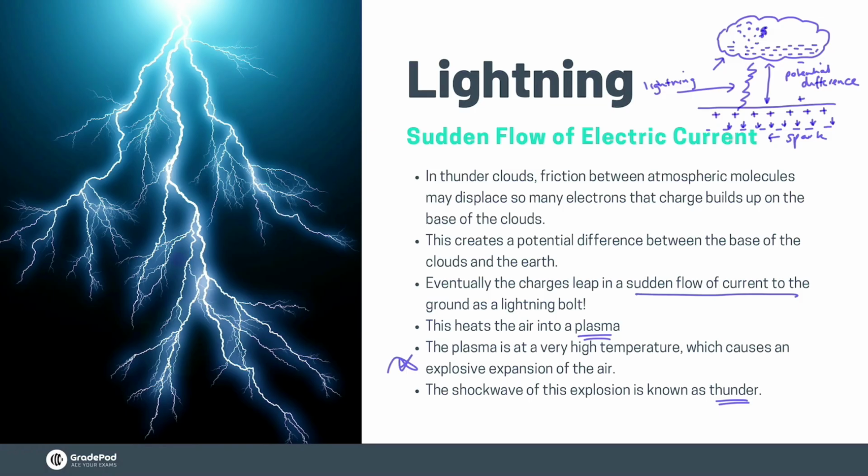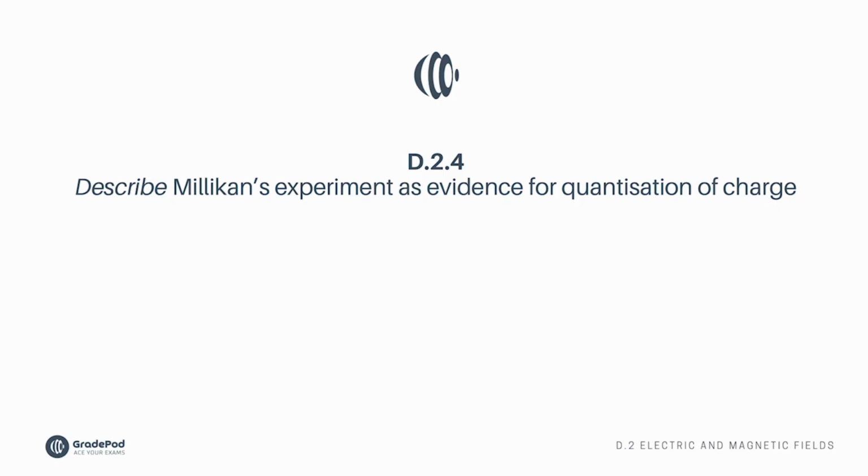But in creating that lightning, it heats the air into a plasma, and that causes an explosive expansion of the air, which is then thunder. So it's a really interesting concept, all down to the fact that when you produce friction between objects, it causes the displacement and movement of electrons.